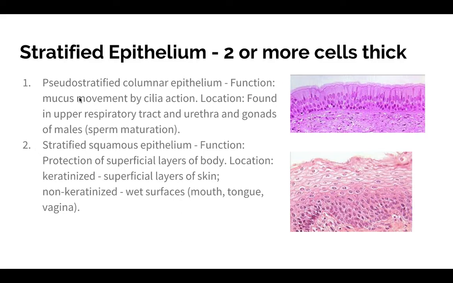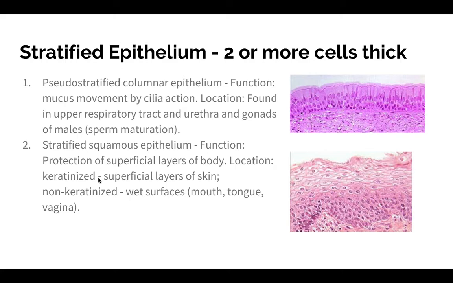This first kind that we're going to look at here is called pseudostratified columnar epithelium. This prefix pseudo means it's kind of false, it's fake. This is like falsely stratified. The function of this tissue is to move mucus by cilia action, and this type of tissue can be found in your upper respiratory tract, in the urethra, and in the gonads of males where sperm mature. You can see here that these are ciliated, and they do allow the movement of mucus along the top where the cilia are.